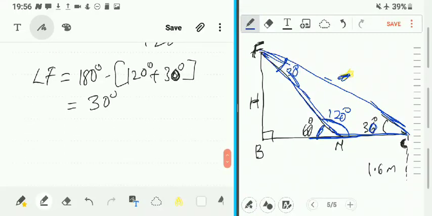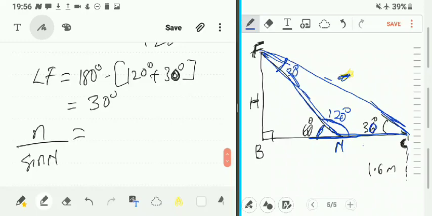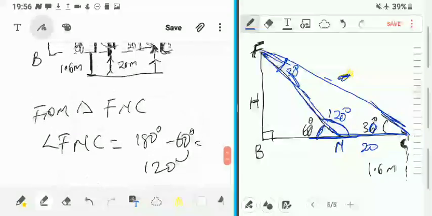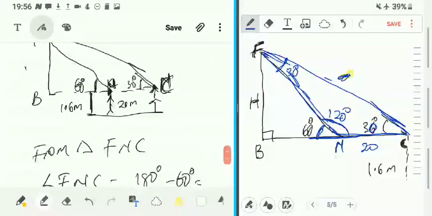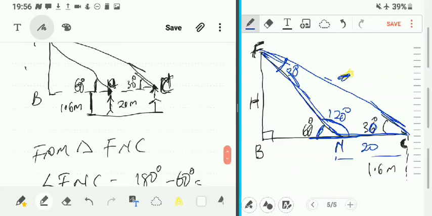So using the sine rule now, I want to get this FC, the side that corresponds to this n here. So n should be my formula, n over sine n equal to what? Which side is fully given? I forgot to include this. We are given the distance between Nero and Caris is 20 meters. So that's how the 20 came. It was here.